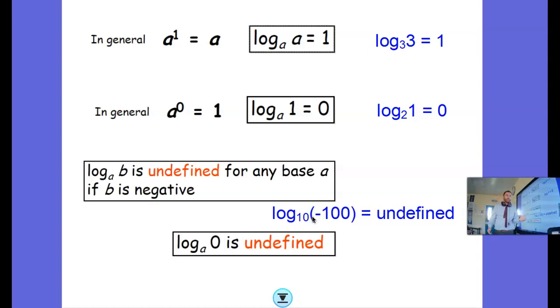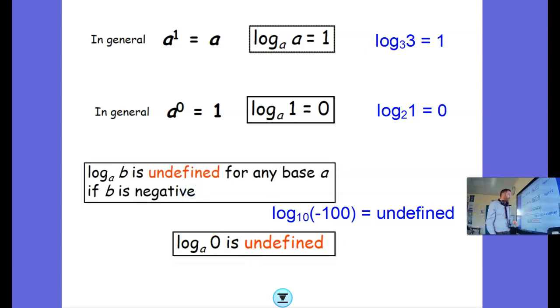It doesn't work. There's no power of 10 that gives me a negative number. If I do 10 to the power of minus a million, it becomes a very small number, but it never becomes 0, and it never becomes less than 0. So anytime you're trying to find the logarithm for 0, it's undefined. Anytime you're trying to find it for a negative, it's undefined. I'll just show you that graphically.